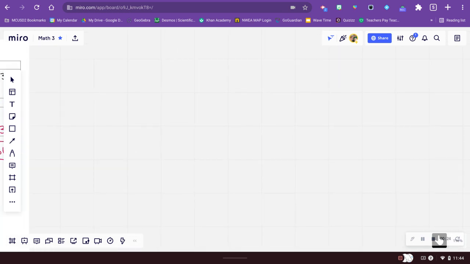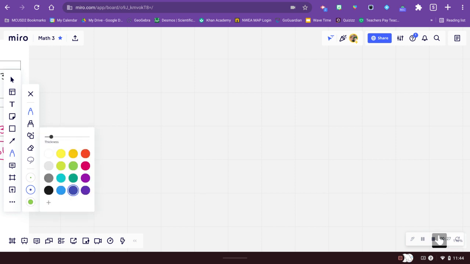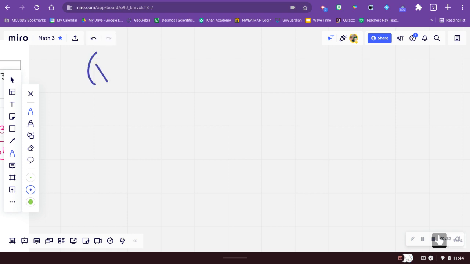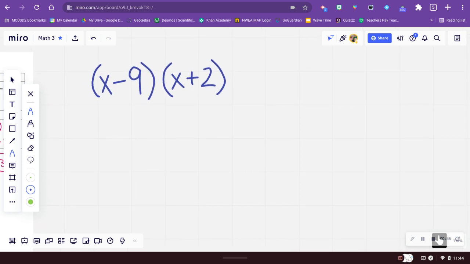So first off, let's say one binomial is x minus 9, and we're going to multiply that by a second binomial, x plus 2. If I'm multiplying these two binomials together, I'm going to do the distributive property. I'm going to start with distributing the x in front to the first x. I'm going to take that x and multiply it by everything in the second parentheses.